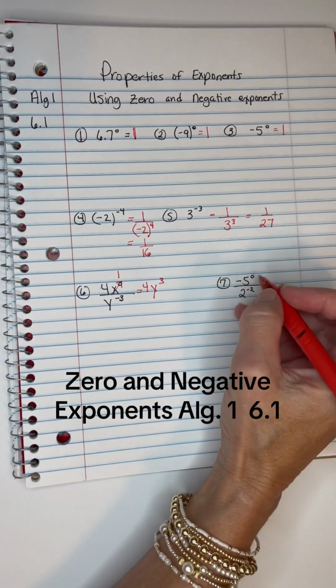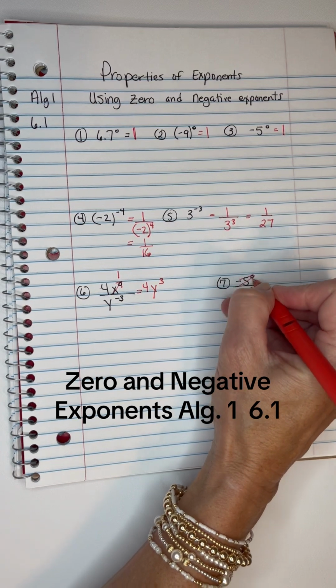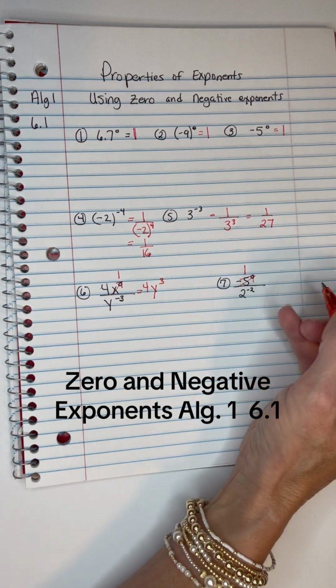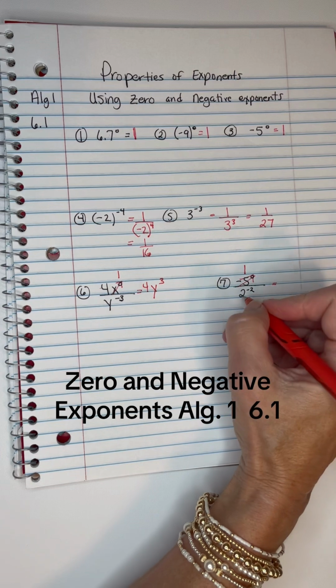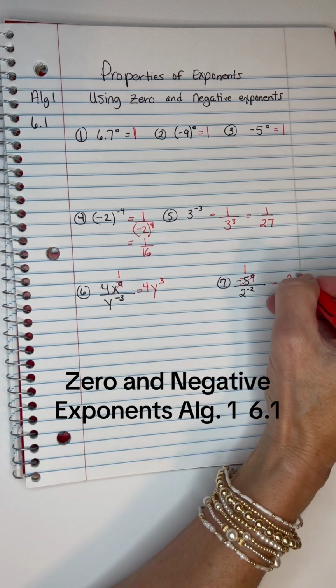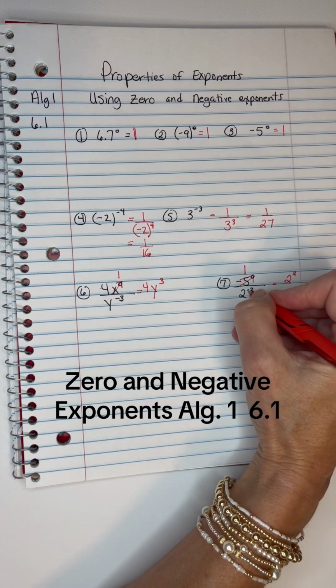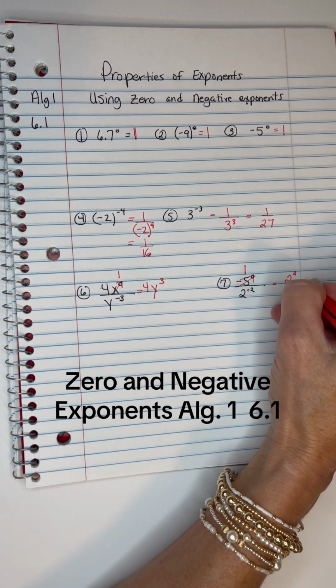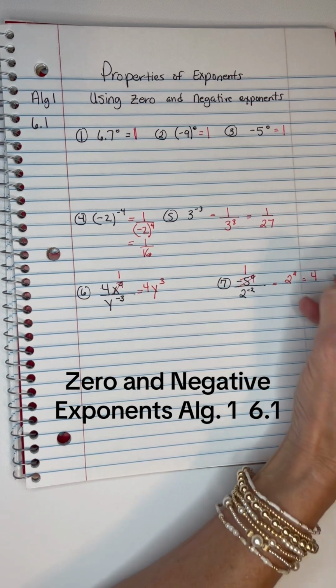And then right here, negative 5 to the 0, well, we know that becomes 1. Any number raised to the 0 is 1. And then this 2 to the negative 2 is going to have to go up to the numerator so that the negative 2 exponent becomes a positive 2, and 2 squared is 4.